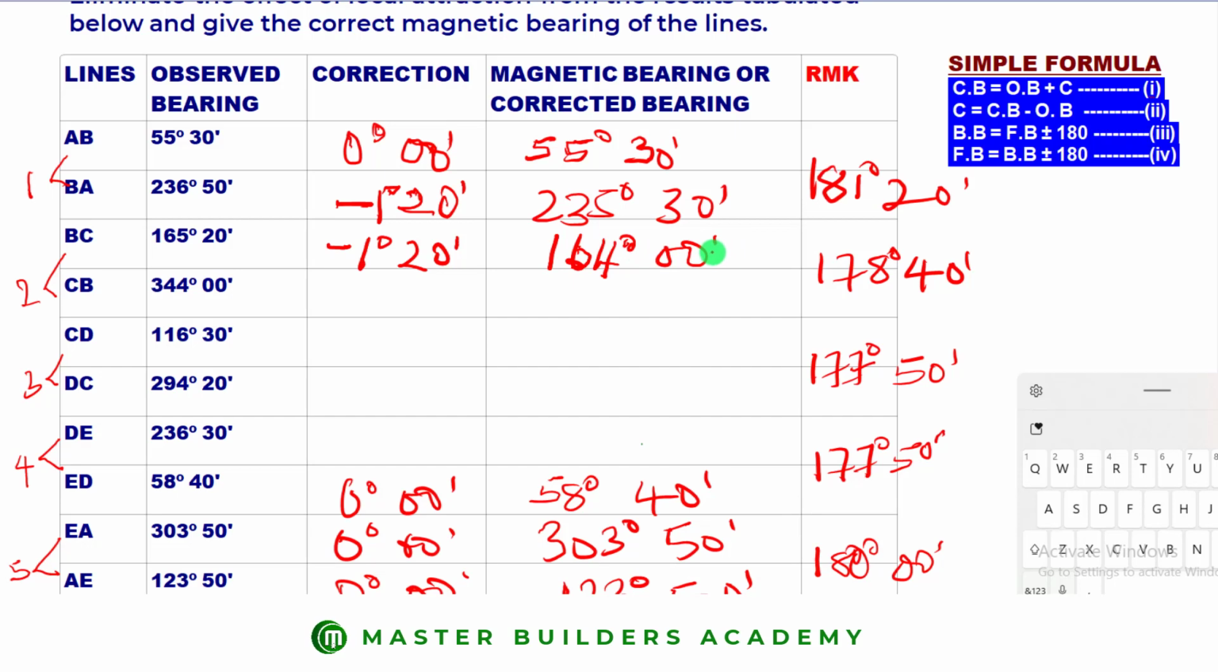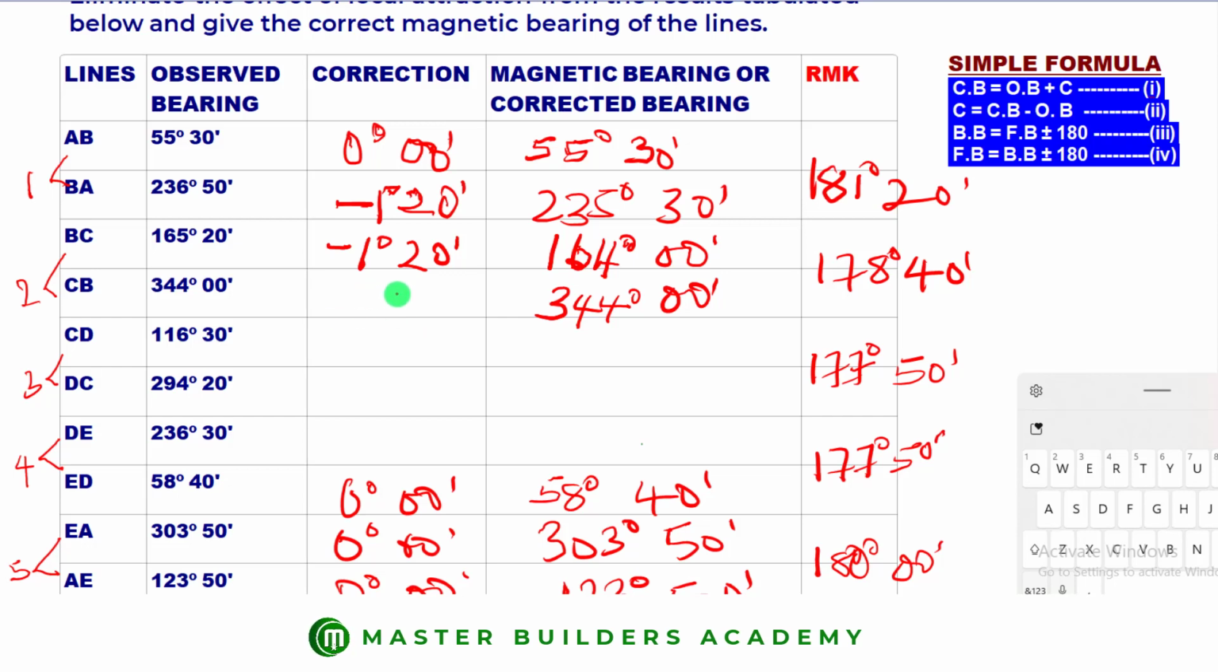And how do we obtain the back bearing? We use equation 3. Using equation 3, as we can see here, we can either add 180 to this value or subtract 180. But in order not to waste your time, we are quickly going to add 180 to 164 degrees 00 minutes. This is because 164 degrees is less than 180 degrees. So this is one of the reasons why we are adding 180 degrees to 164. And if we do that, this will give us 344 degrees 00 minutes.